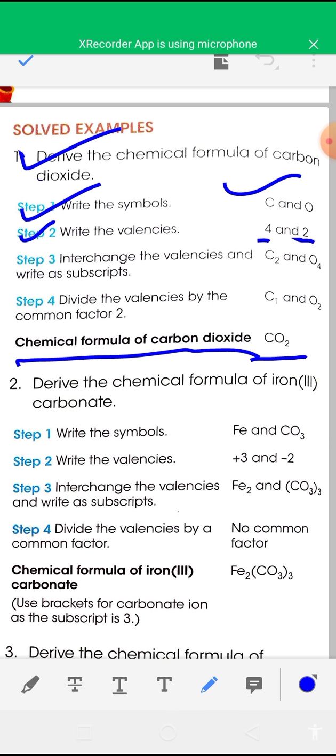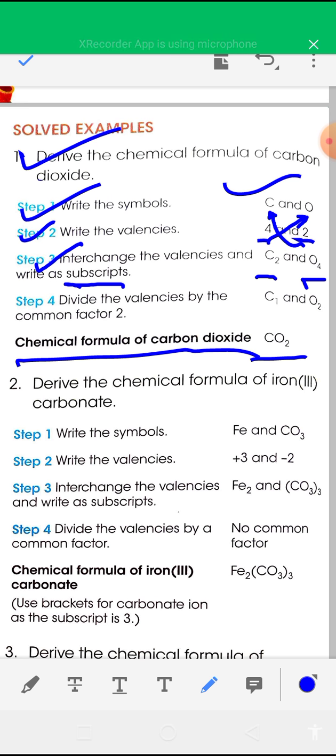After writing their valencies, you have to exchange the valency of both elements. Exchange the valency of carbon with the valency of oxygen, and write the numbers as subscripts. The valency of carbon is 4 and of oxygen is 2, so after exchanging and writing as subscripts, it becomes C2 and O4.